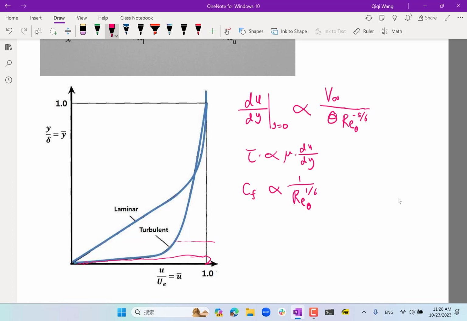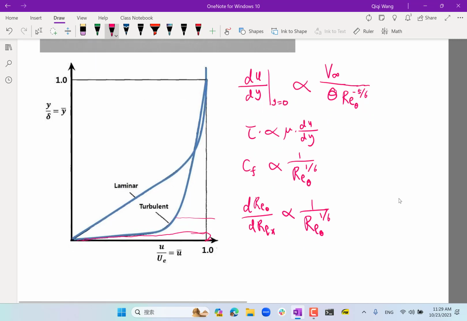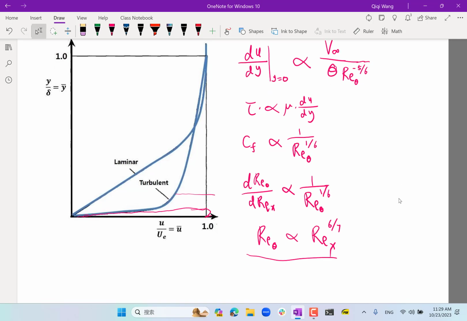All right, and when you write down the equation for dRe theta/dRex, instead of being proportional to 1 over Re theta, it is going to be proportional to 1 over Re theta to a small power. As a result of that, Re theta is going to be proportional to Rex, not to the half power, but to a power of 6/7. So that result already tells us something pretty remarkable about turbulent boundary layers.